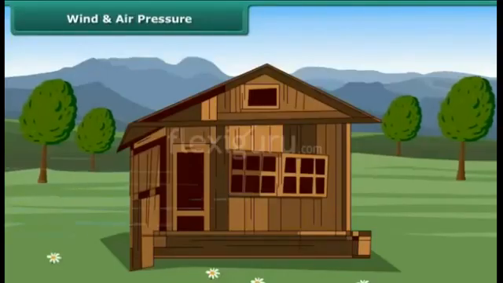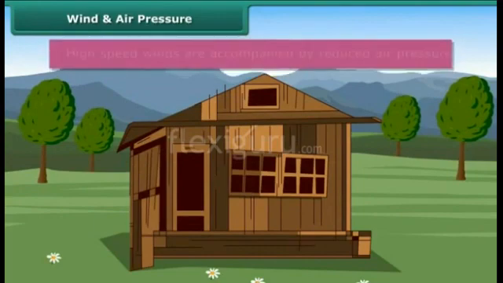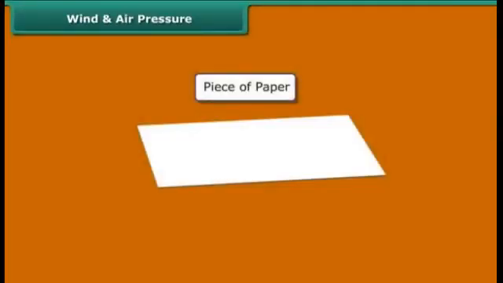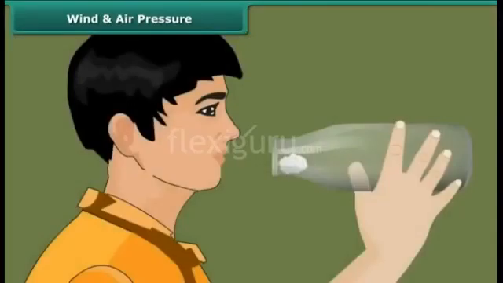Wind and air pressure. Do you know that high-speed winds can blow away the weak roofs of buildings? High-speed winds are accompanied by reduced air pressure. Let us see an activity. Take a piece of paper and crumple it into a small ball. Now hold the empty glass bottle and place the paper ball just inside its mouth. Try to blow the ball to force it into the bottle. Observe carefully. The paper ball is not moving inside the bottle.